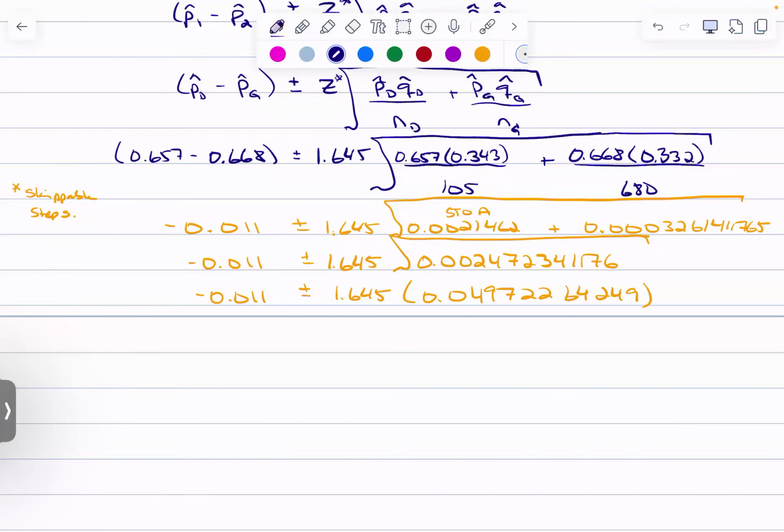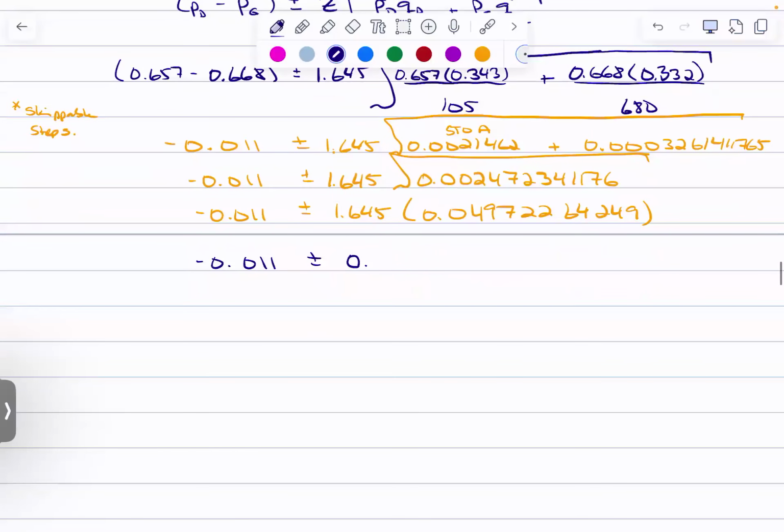Now, back to not optional anymore. Negative 0.011 plus minus my standard error times 1.645.